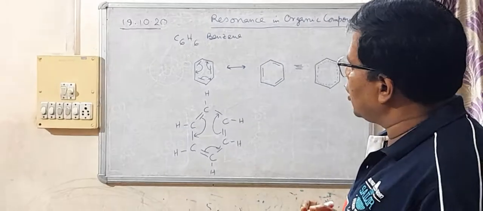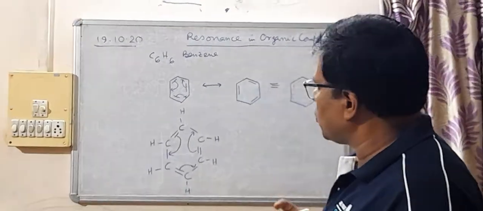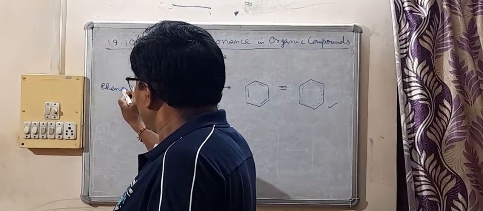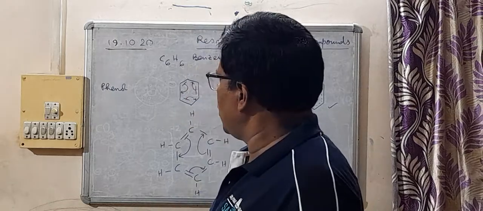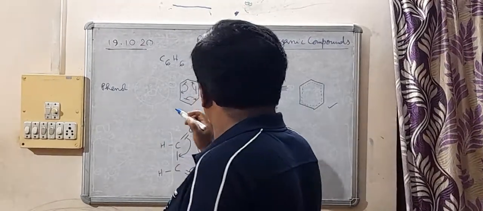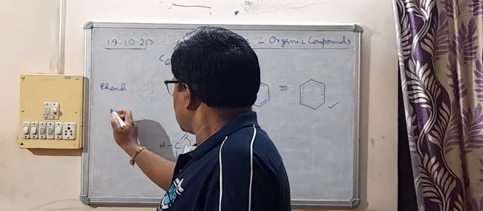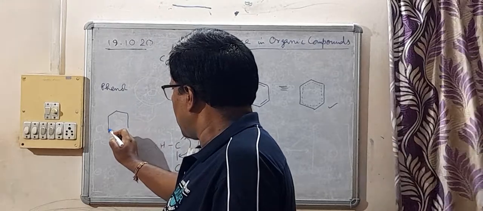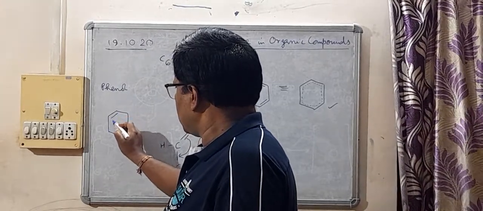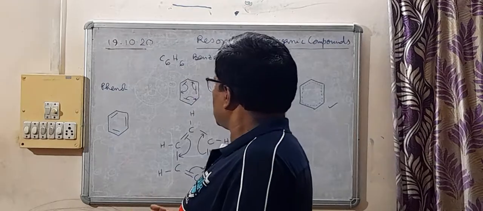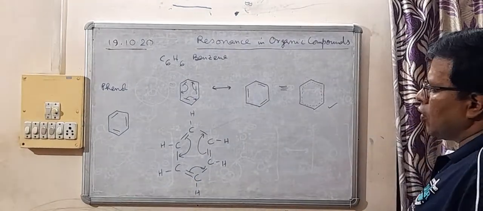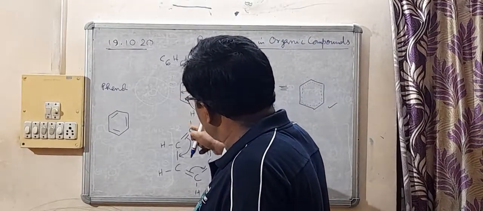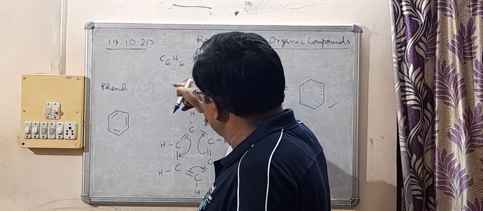Now one more example I will give from an organic compound, that is a compound called phenol. And phenol is represented like this. Phenol is represented like this. As you can see, at each corner there is CH.